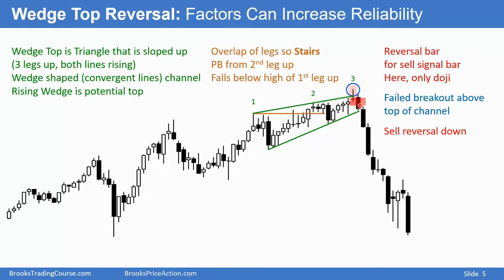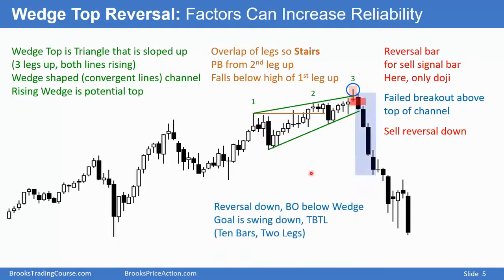This bar is even bigger than that bar, and it's closing on its low. It looks like the market's going lower. A series of consecutive bear bars closing on their lows. Strong breakout, probably at least some kind of a measured move down. The goal is, after a wedge top, a swing down. 10 bars, 2 legs as a minimum reasonable goal. This could be the first leg, and then a small pullback, second leg, or this entire move down might be the first leg. And then the market might get a larger pullback and a larger second leg.